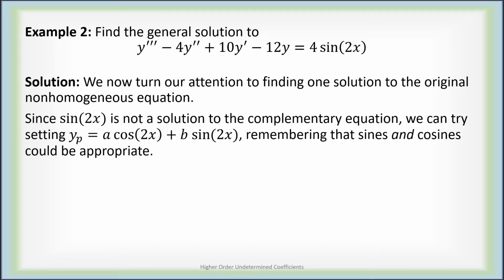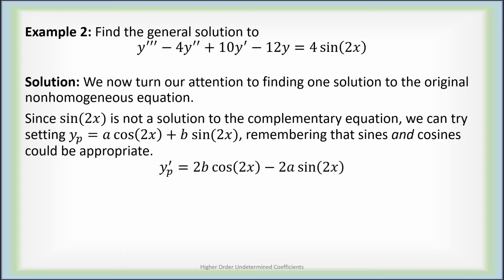Now sine of 2x did not show up in the fundamental set of solutions to the complementary equation. So we can start by setting yp being some constant times cosine 2x plus some constant times sine of 2x. Remember from our work in second order differential equations that when you're trying to produce a sine or a cosine, you generally need to assume you began with both.